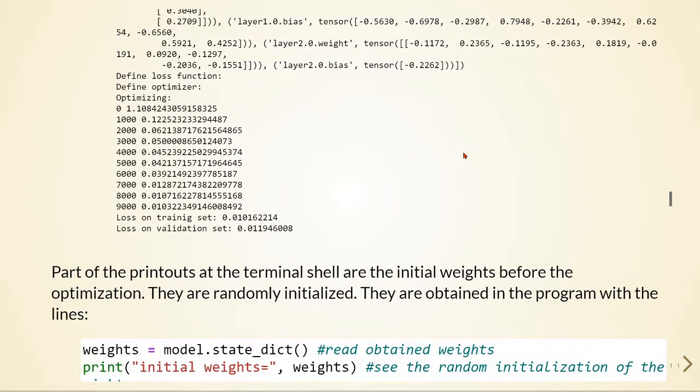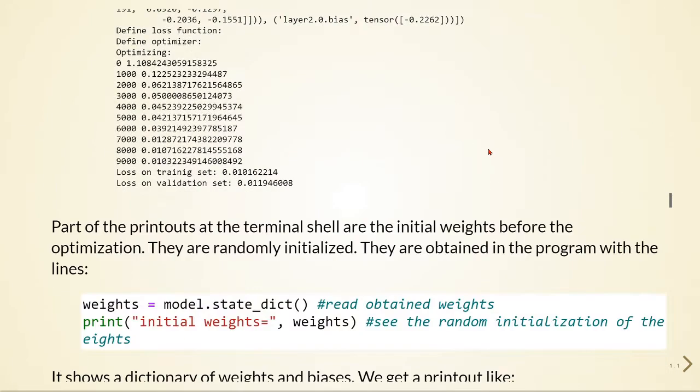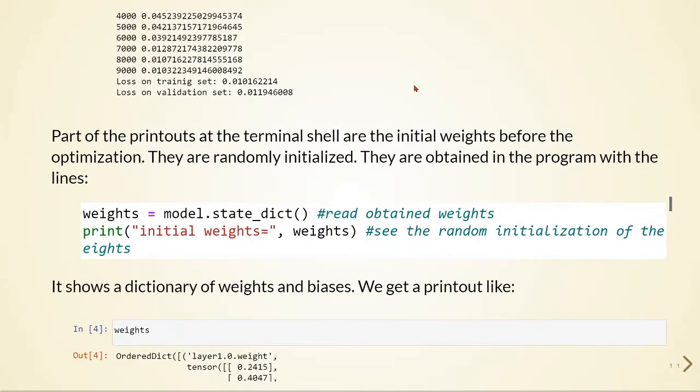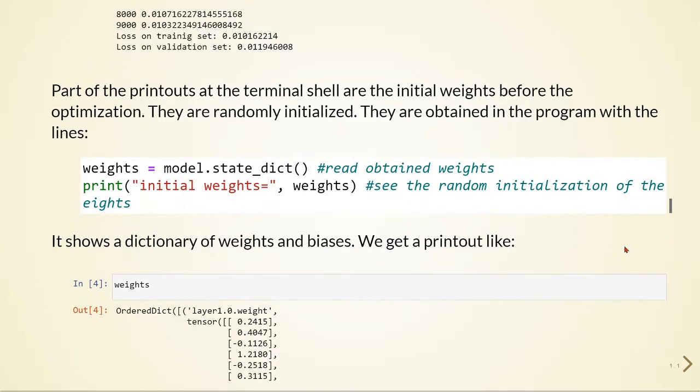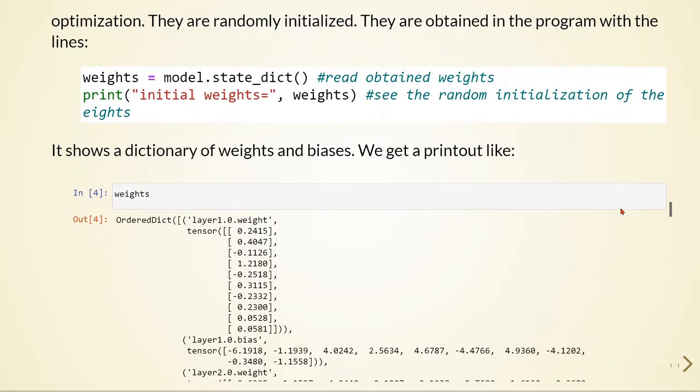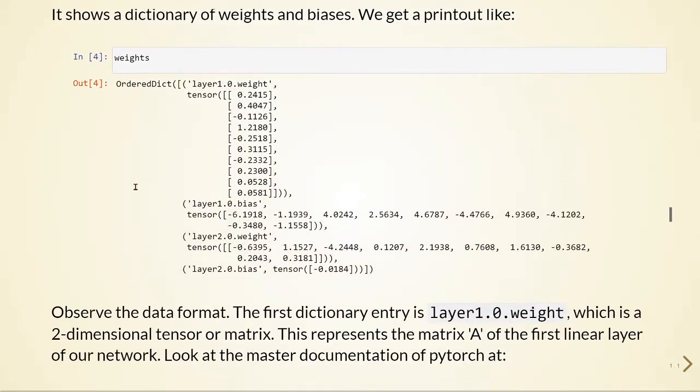So we see that part of the printouts are the initial weights before the optimization that we see here. They are randomly initialized and they are obtained with these lines here, and it shows a dictionary of weights and biases. So this is what we see, the weights, and we see some biases. So observe the data format. The first dictionary entry is layer 1.0.weight, which is a two-dimensional tensor or matrix, and this represents the matrix A of the first linear layer of our network.